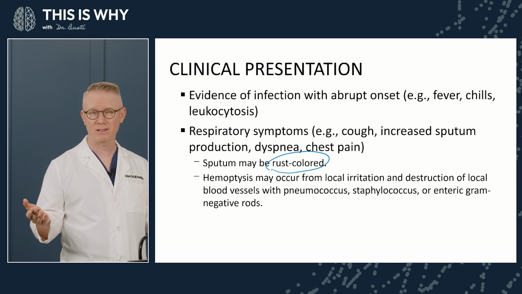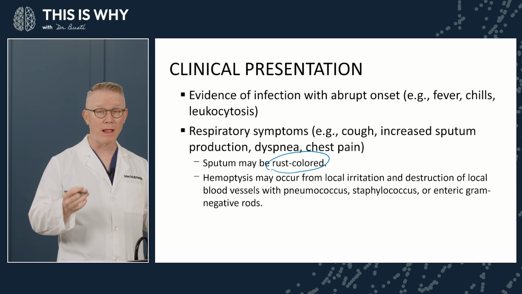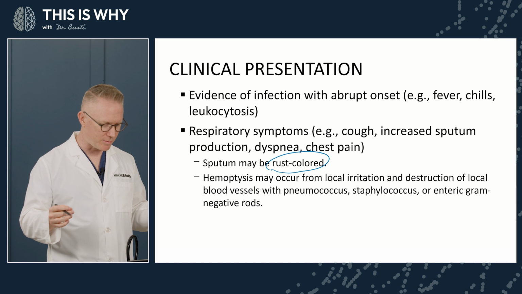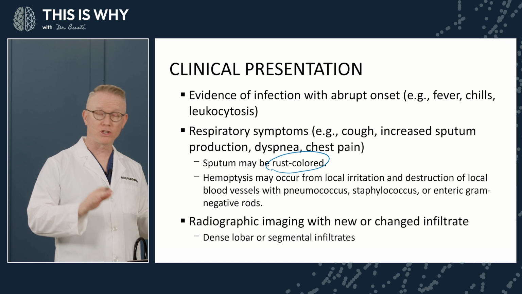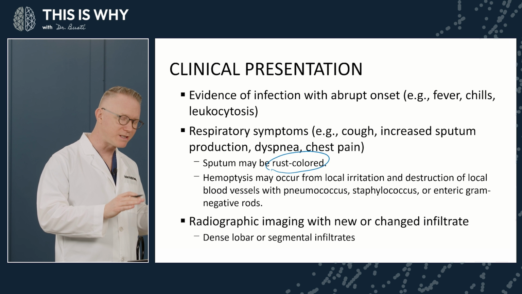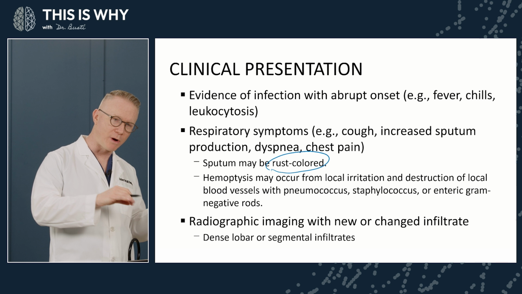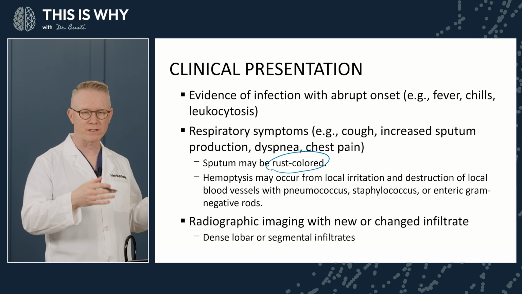We see the same things in other infectious disease. Cystitis, bladder infections, hematuria is very common for the same reasons, okay? Now, radiographic imaging can show new or what is considered changing infiltrates, okay? And this can be lobar, segmental, lobar being the various lobes, obviously, of the lung.